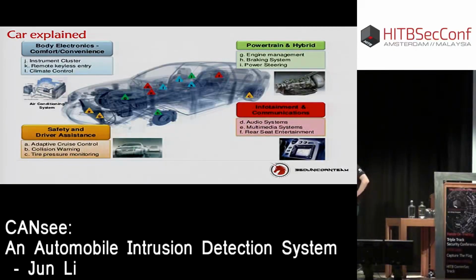Then you have safety and driver assistance. That part is like the autonomous car, the threats facing the autonomous car. You have various sensors to sense the environment and to control the car. For example, adaptive cruise control uses radar to detect the distance between the car in front of it, and to control the engine, thus to control the speed.